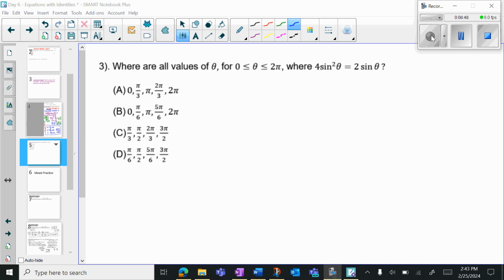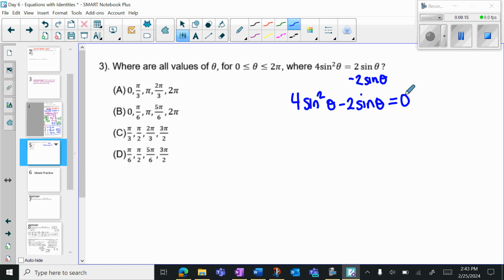Our next question, number 3: what are all values of theta for 0 less than or equal to theta less than or equal to 2 pi where 4 sine squared theta is equal to 2 sine of theta? So the first thing I'm going to do is subtract over my 2 sine theta. So I get 4 sine squared theta minus 2 sine of theta is equal to 0.